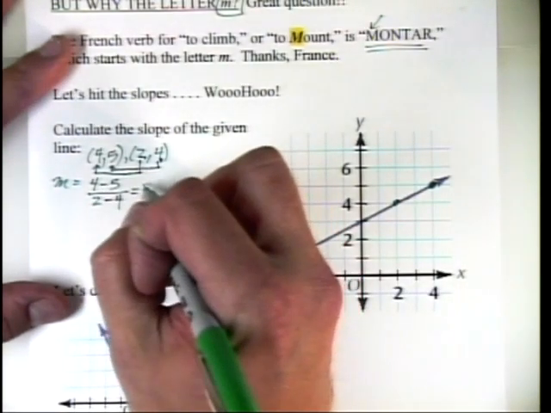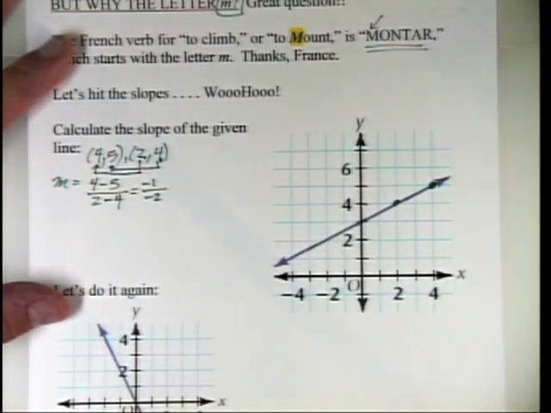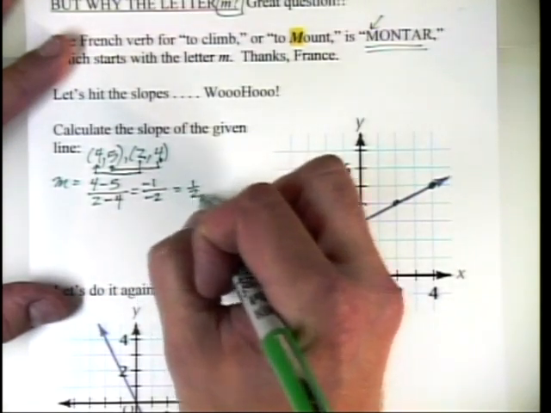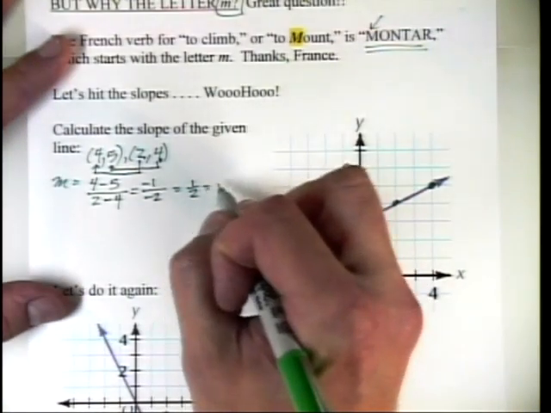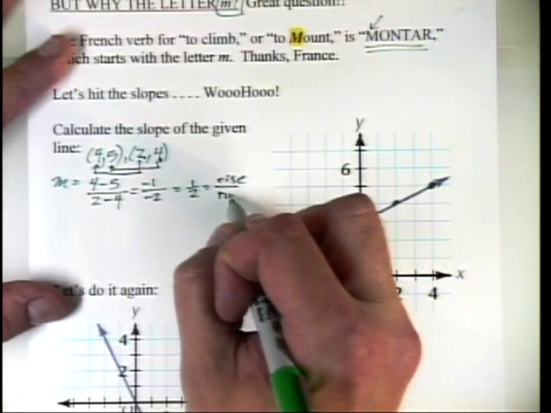4 minus 5, that's negative 1. 2 minus 4 is negative 2. Negative divided by negative is positive, so the slope is 1/2. Now again, what that means is I'm rising 1 unit for every 2 that I'm running.